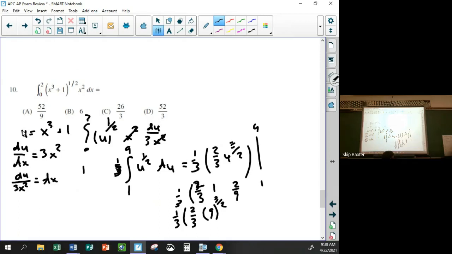The bottom number tells you what root to take. The top number tells you what power to take. Yeah, so the square root of 9 is 3, and then 3 squared is 27. But yeah, 27 times 2/3, that's what I'm thinking. Well, it's 27 divided by 3, that's 9. That's 2 times 9.